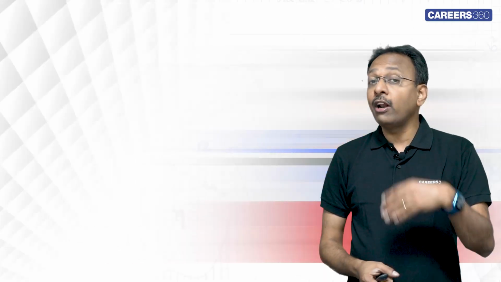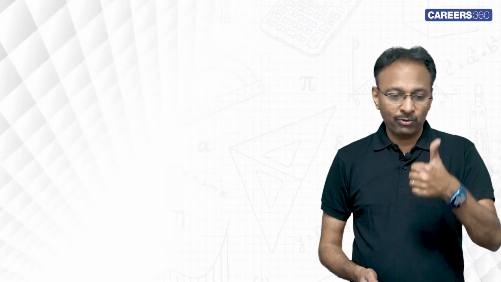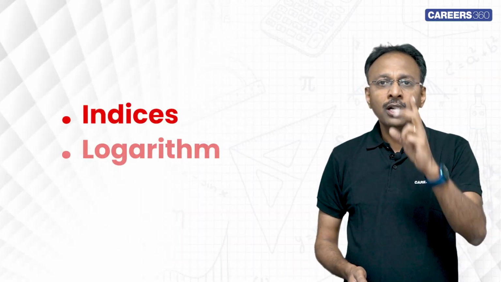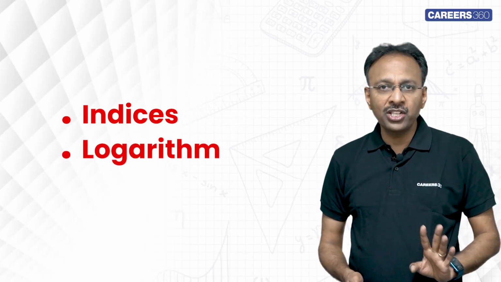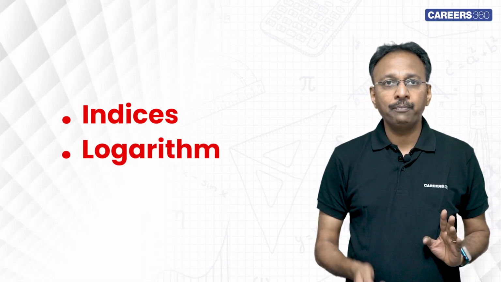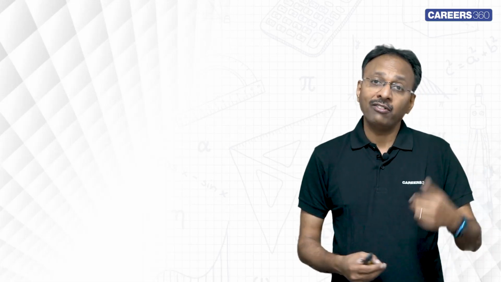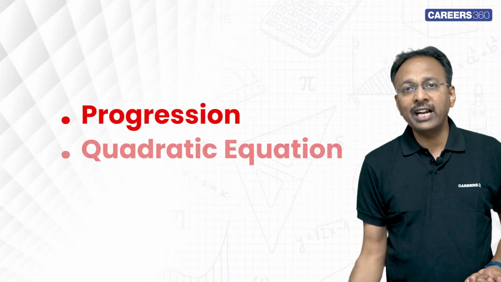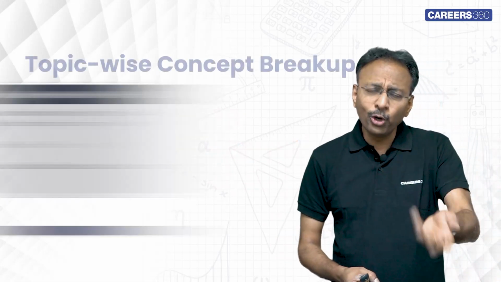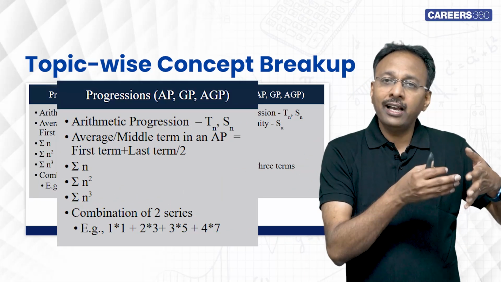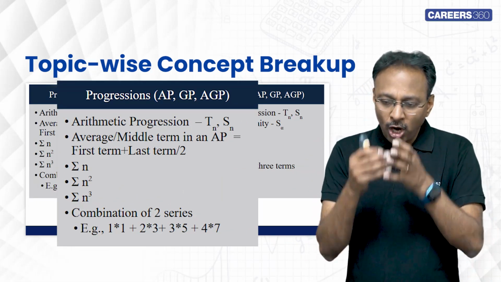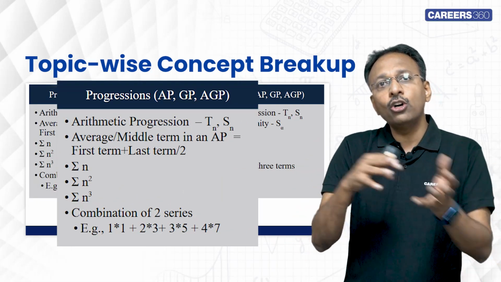Like I told you, there are 4 areas which you should be really good at. One is indices, one is logarithms, guaranteed 1 or 2 questions in your actual CAT exam. And then there are 2 more areas which I think you should be good at. One is progressions and the other one is quadratic equations. In progressions, we know there is an arithmetic progression, geometric progression, and an arithmetico-geometric progression.